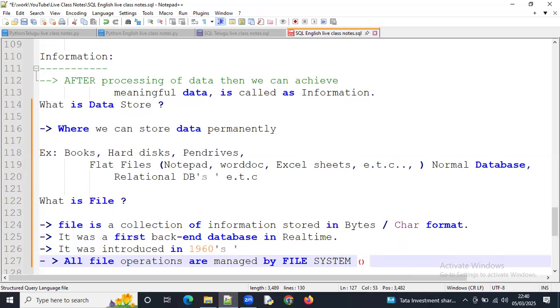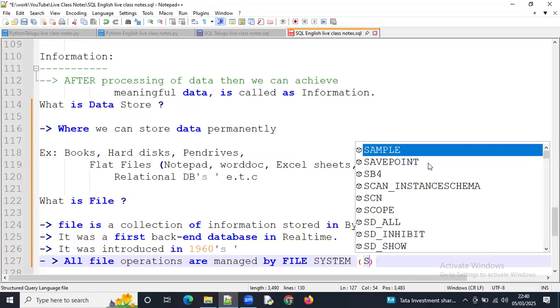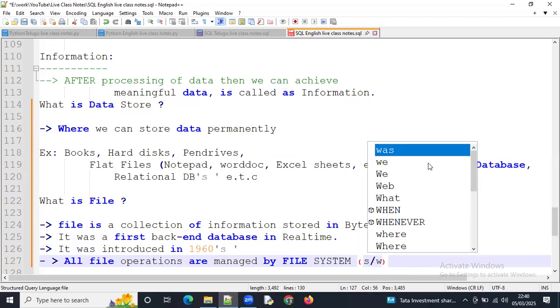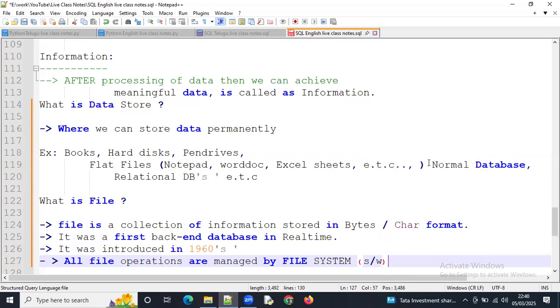So what is a file system? A file system is a software. What is the use of this file system? It is used to manage files.